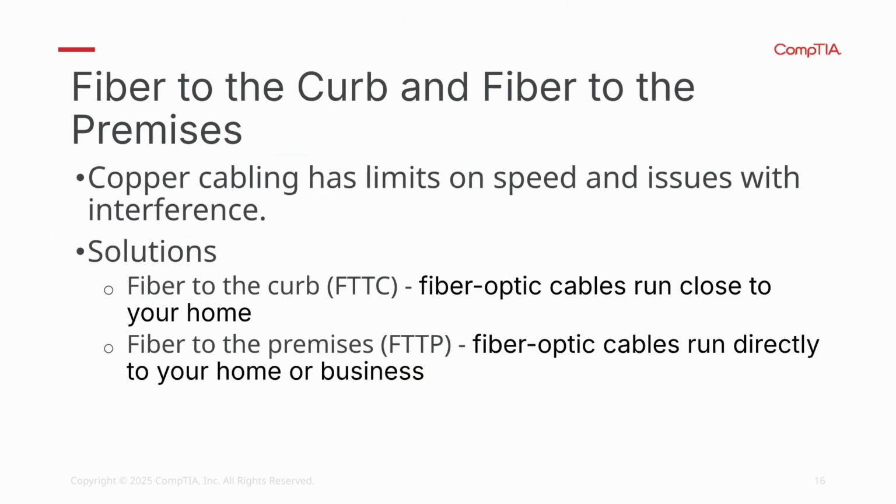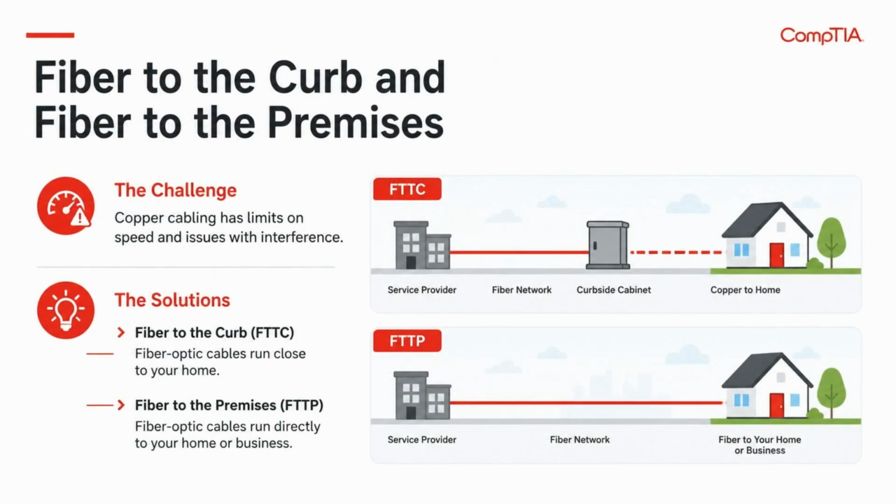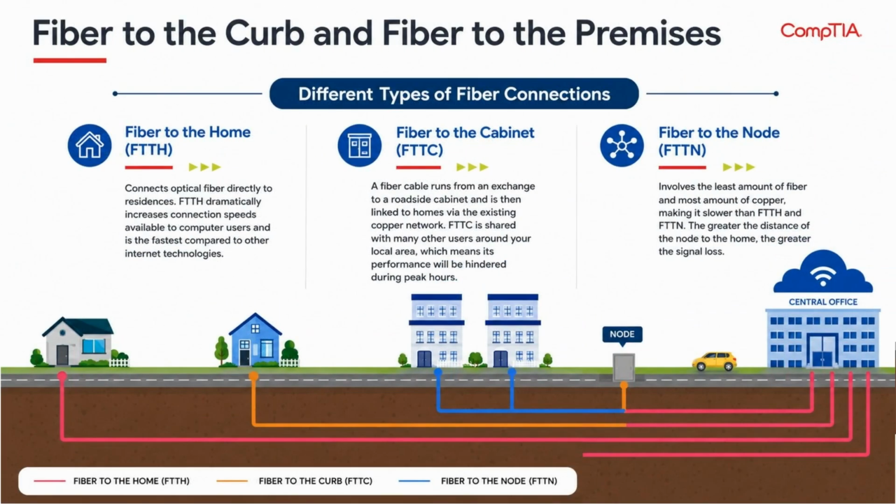Copper cabling runs into limits on speed and interference, which is where fiber solutions come in. Fiber to the curb, or FTTC, runs fiber close to your home, to a nearby pole or box, then finishes the connection with copper. Fiber to the premises, or FTTP, runs fiber all the way to your home or business for the fastest, most reliable speeds. Here's what fiber to the curb and fiber to the premises actually look like installed. Notice where the fiber to copper transition happens in each case.